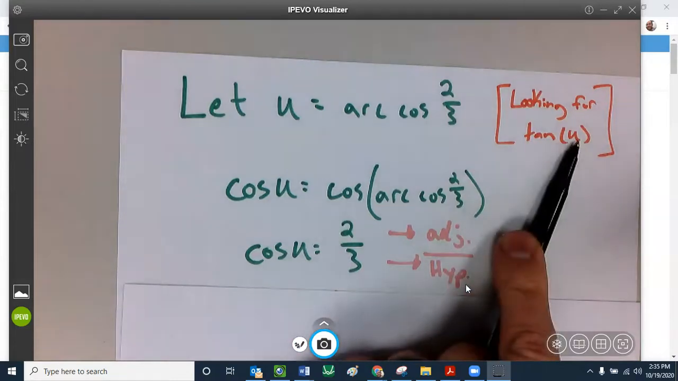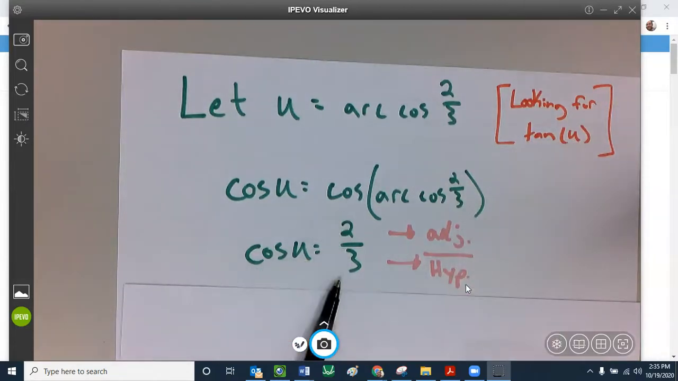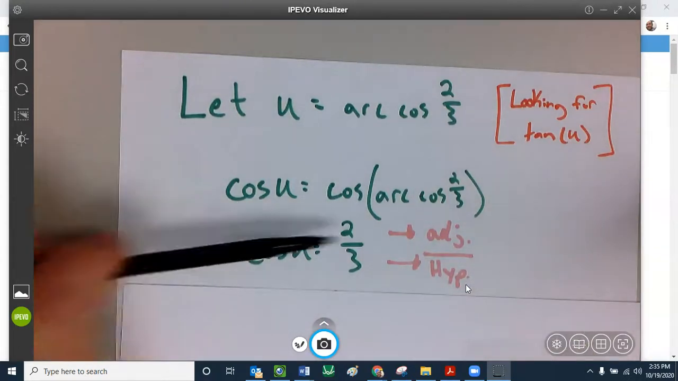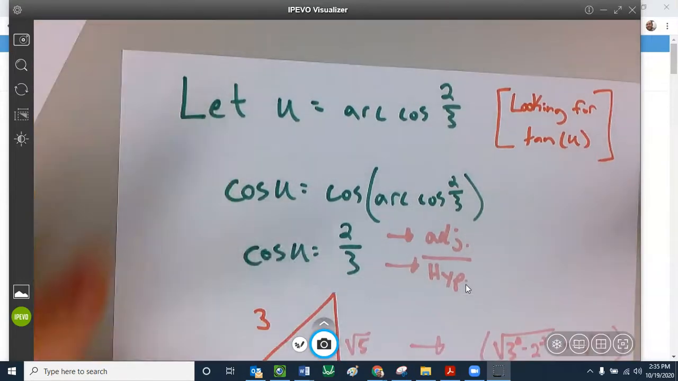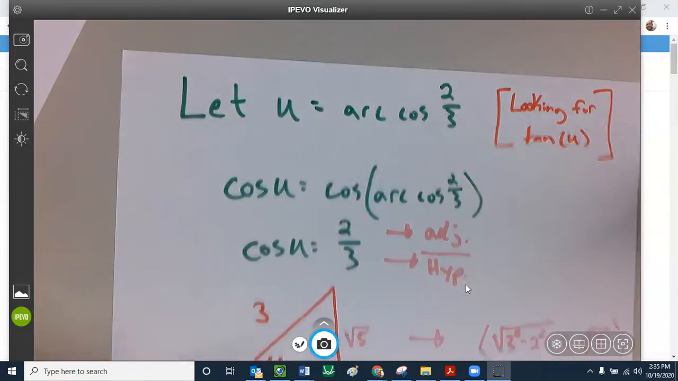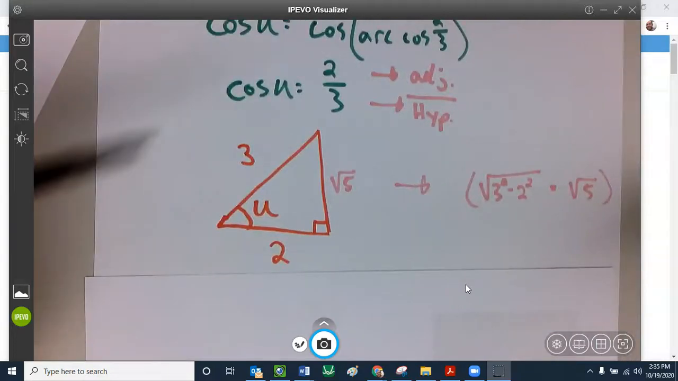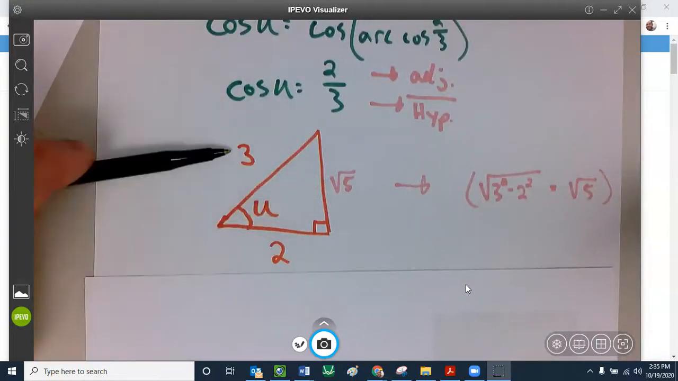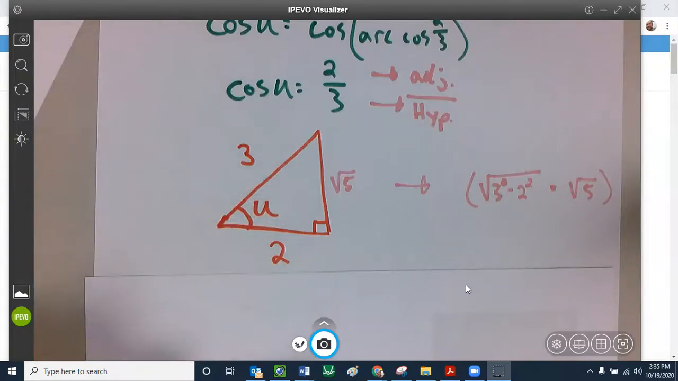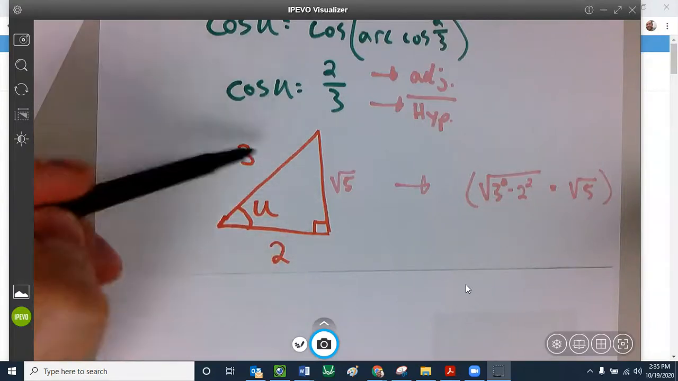I'm trying to find the tangent of u. If you know the cosine of u is 2/3, find the tangent of u. We've done that problem before. Okay, so cosine is adjacent over hypotenuse. I'm going to draw my triangle. I'm going to do the Pythagorean theorem. C squared minus a squared equals b squared. That's why I'm subtracting them on this one. We get the square root of 5. Now we've filled out our triangle.